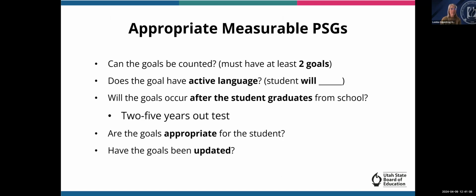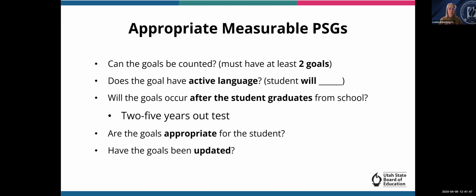So let's go back to how do you make sure that you are writing these goals appropriately? Of course, you would want to ask yourself some of these questions. Does the post-secondary goal section for a student's IEP have at least 2 goals? Because remember, there needs to be one for employment, and one separate one for further education and training, and then also that third one for independent living, if the assessment shows that that is needed. And then they have to have active language. So we don't want to write goals like the student should, or the student might, or maybe. It has to have active language.